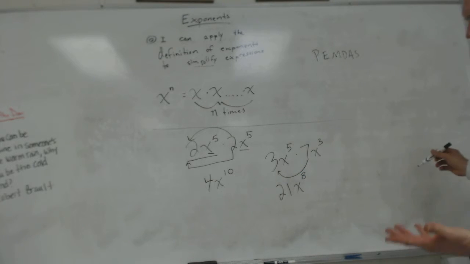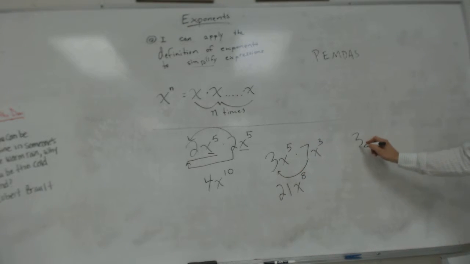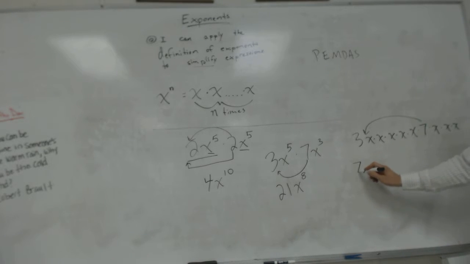3x to the 5th. Okay, I'm just going to write that out. That means 3 and then x to the 5th is like this: 1, 2, 3, 4, 5. Times 7, and x to the 3rd is just like this. Now, wouldn't it be easier if I moved the 7 over here with this 3? That would be easier. So I could say 7 times 3, and then I have my x times x times x times x times x times x times x.